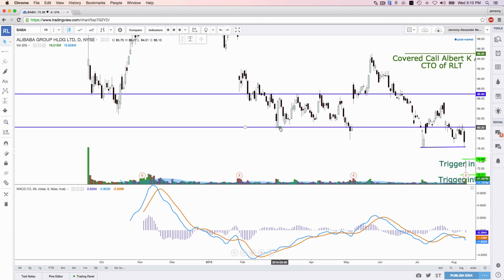Now, here's what's even more interesting. Notice how long the divergence here in Alibaba hung out. Okay, so there it is. So you have the same support, and notice the entire time Alibaba was trading at this level, look what the moving average, the MACD, did. The MACD continued to make higher lows. Continued to make higher lows. I think that's really interesting.